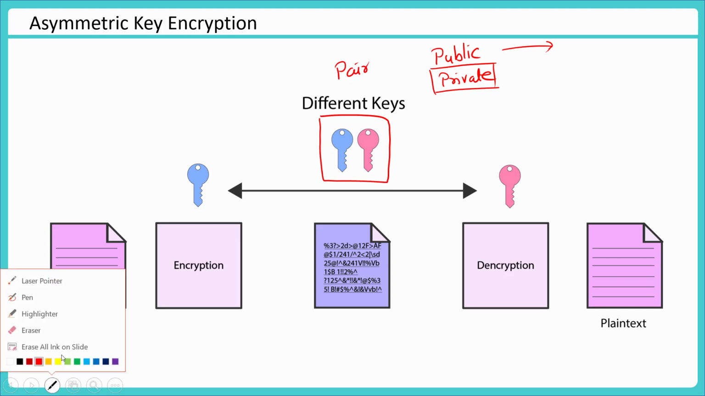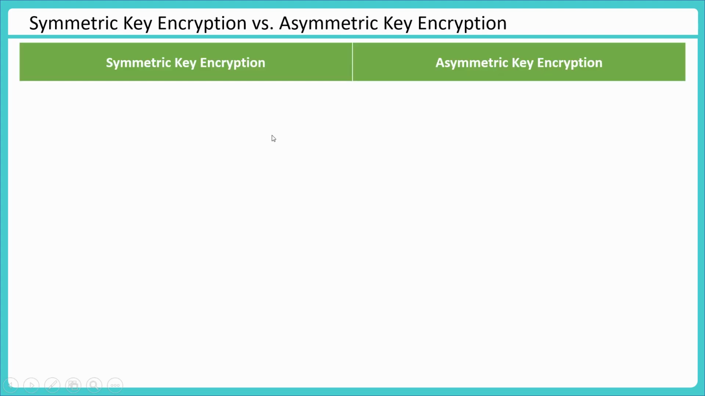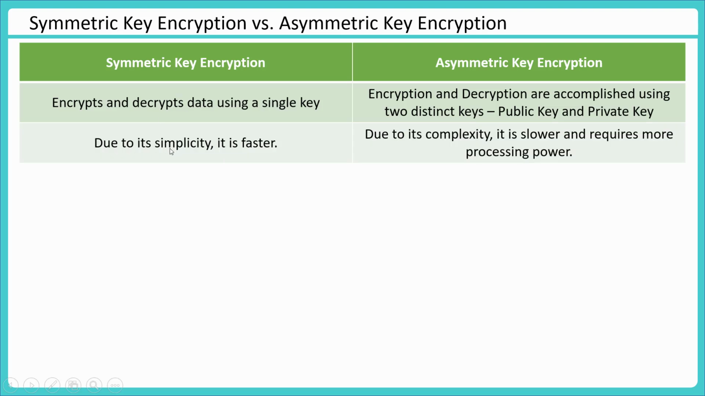This will give you an idea of when and which type of application can be really useful for symmetric or asymmetric encryption. Let's compare. Symmetric encryption encrypts and decrypts data using a single key, one key only. Asymmetric encryption is accomplished using two distinct keys, public and private. As it is one key, it is much simpler to perform, right? So symmetric is always simpler and faster. Asymmetric is a little more complex because you have to figure out the public and private key pair and then perform encryption and decryption. It is a little complicated and it will slow down the process.